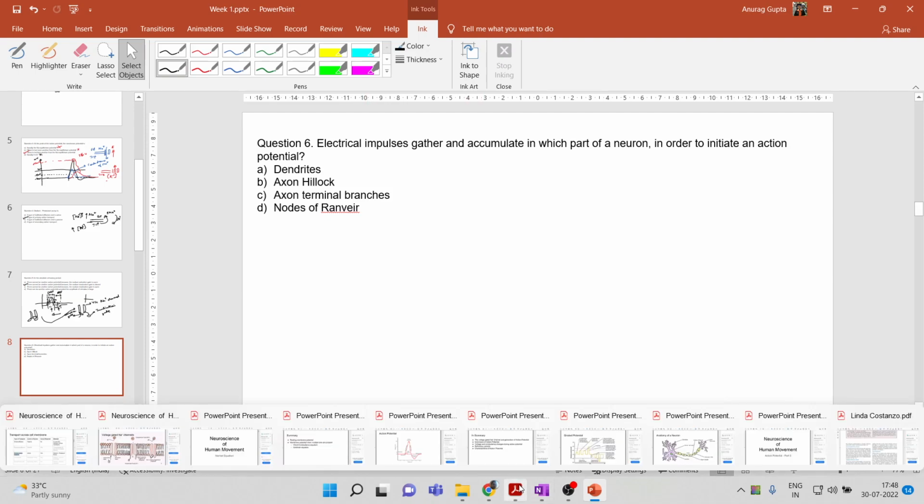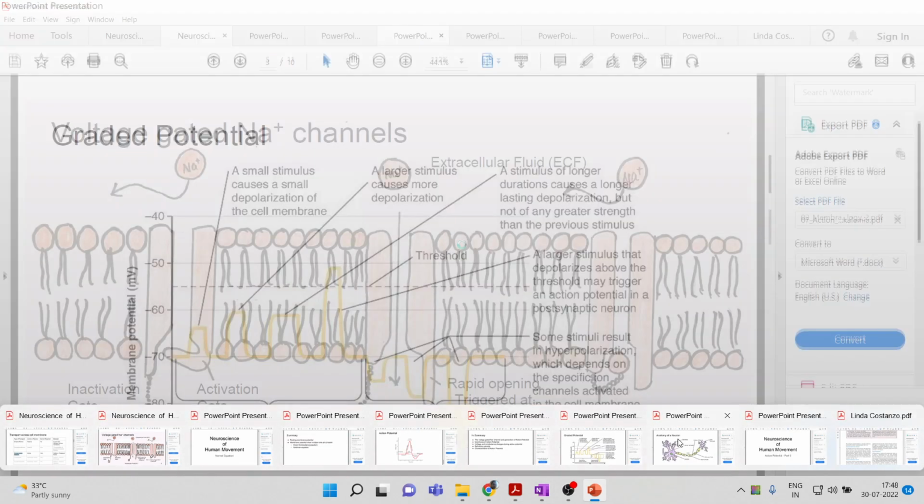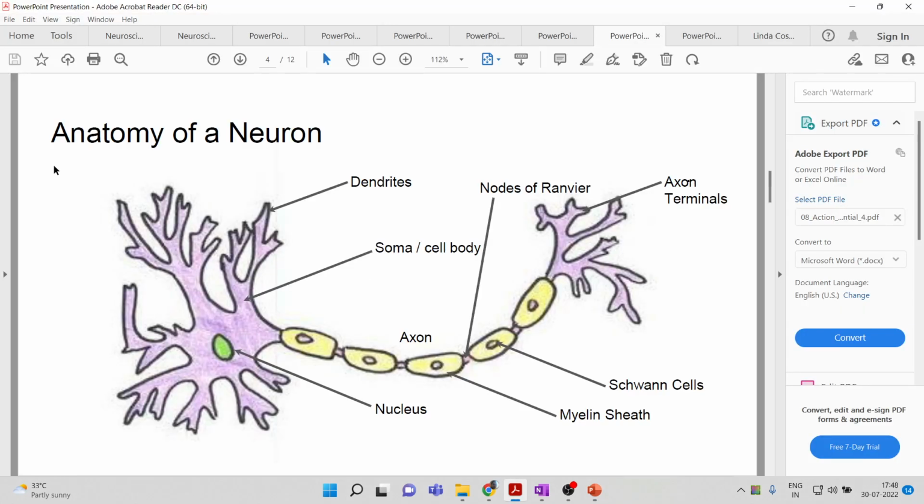So let us just open the slide where this is mentioned. I hope you can see the screen. So this is the anatomy of a neuron. One of the options is nodes of Ranvier. That's not correct. That is the place where the action potential is caused again. When the action potential is propagating, it is regenerated at the nodes of Ranvier.